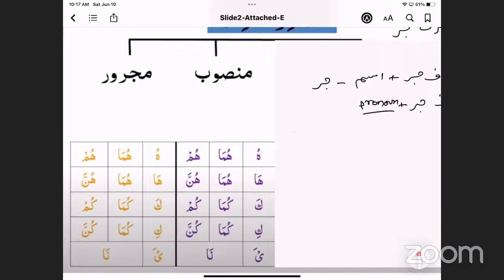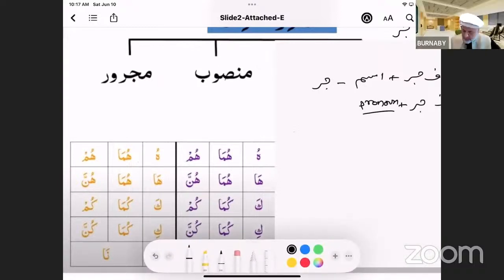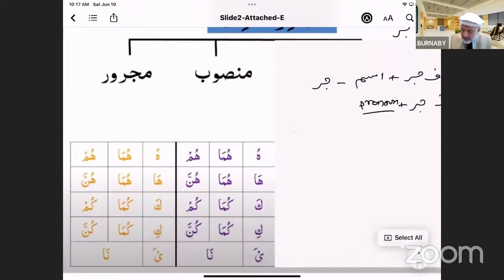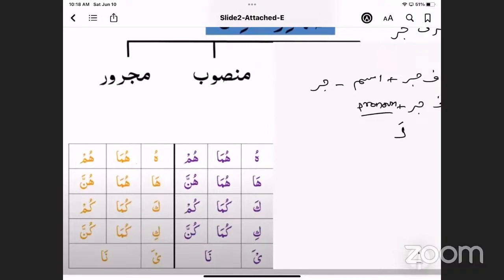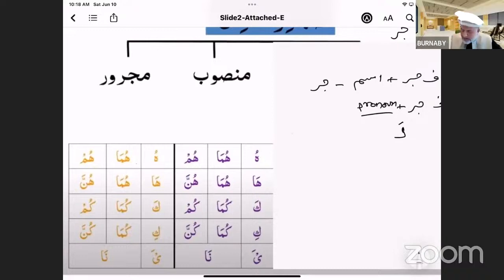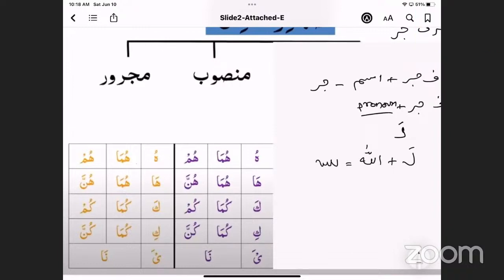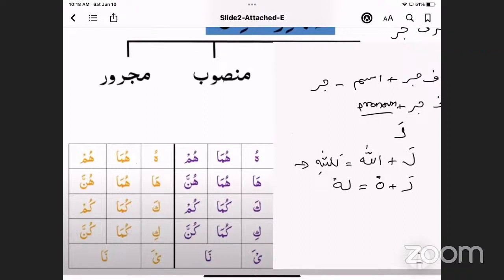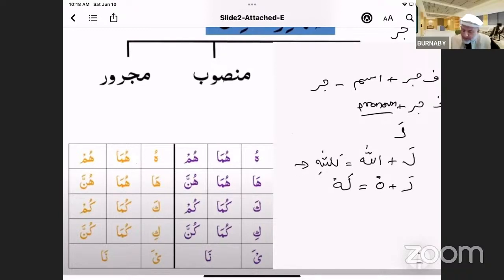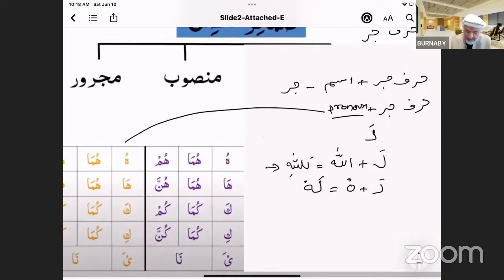You see that? So if I take one of the haruf e jara, for example, we take lam. And it is lam with the fatha, right? So when we say lam and we add Allah to it, it becomes lillah. Lillahi. Agree? And the Allah went into the status of jar. Now, if I want to take the same lam and add hu, it will become lahu. You see that? So basically, the haruf e jara will connect with this table.